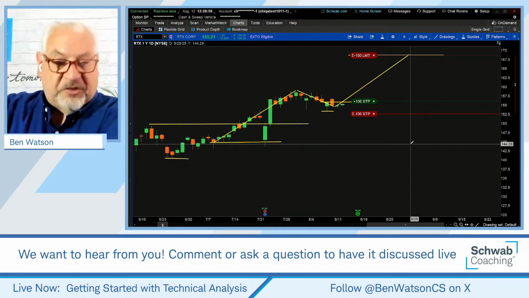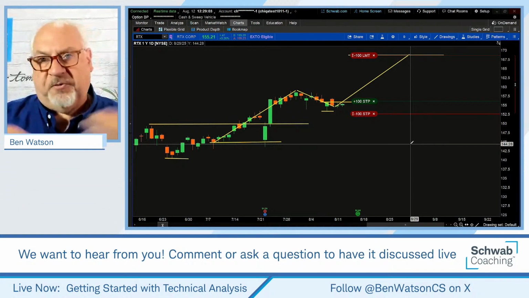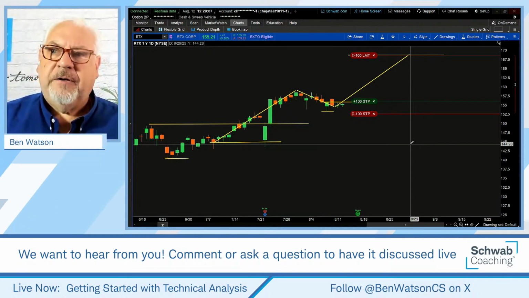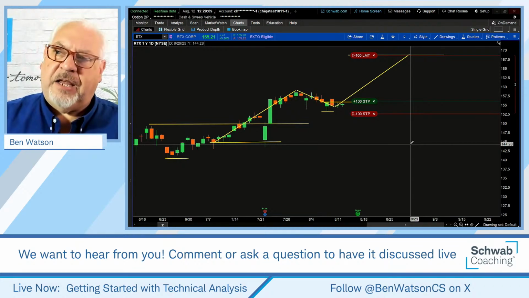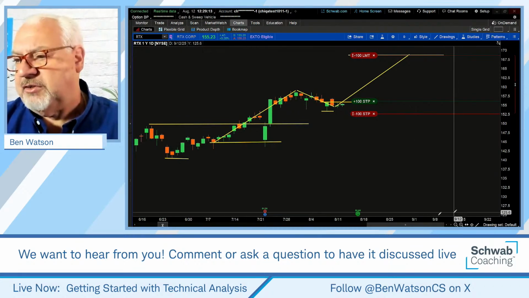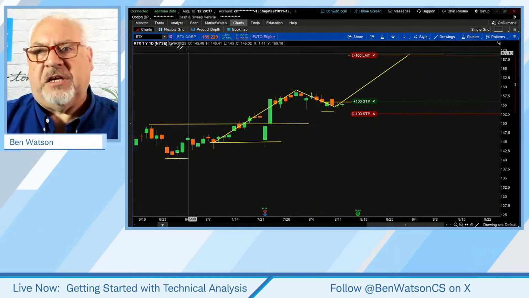Now, could we do this with an option trade? Absolutely. You could use the bull flag as a means to enter an option trade. And that's one way that you could trade it as well. I've got a couple of other examples, though, that I want to bring into this mix now that we've done that. Let's take a look at one that's already in motion.